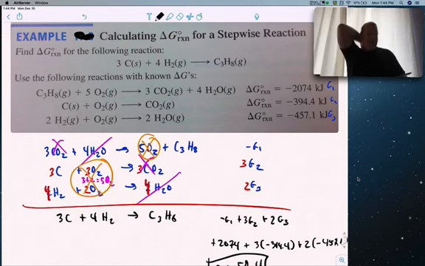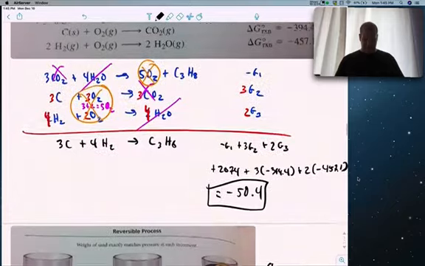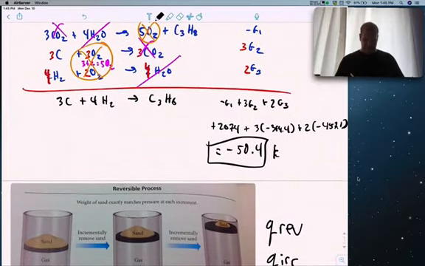So how do we get the delta G of the reaction? We apply Hess's law. I take the first equation and flip it because C3H8 is a product, and I want the products on the right and the reactants on the left. Equation 2 I leave as is. Equation 3 I leave as is because carbon and hydrogen are both reactants. Now I need 3 carbons, so I multiply the first one by 3, and I need 4 hydrogens, so I multiply the second one by 2, and I generate the original equation that I want. Then I have the opposite of the first, 3 times the second, and 2 times the third. In doing so, I get minus 50.4 kilojoules per mole.